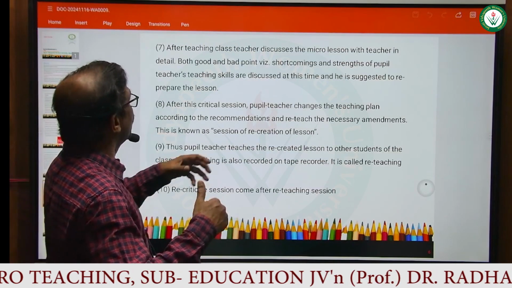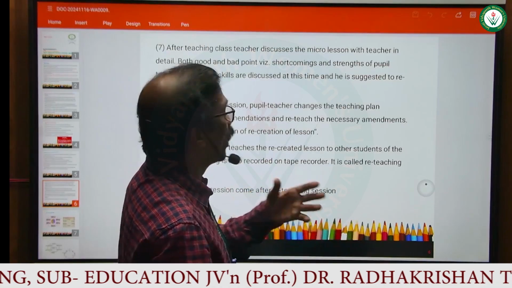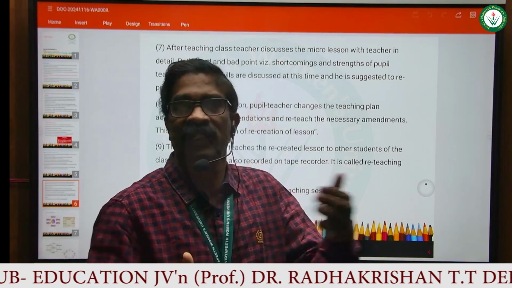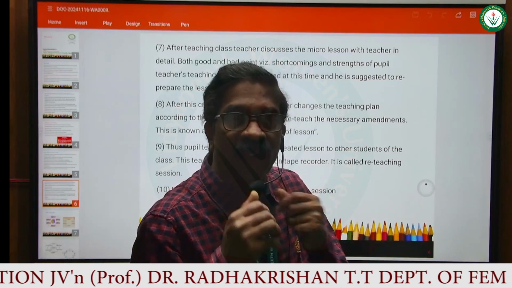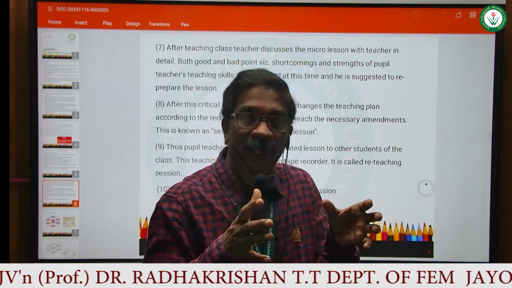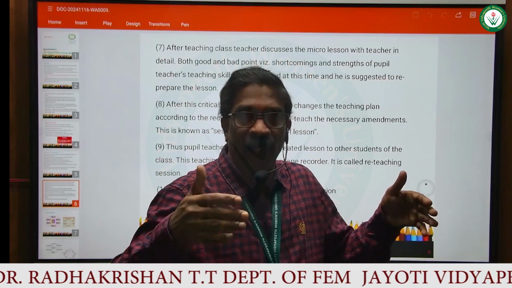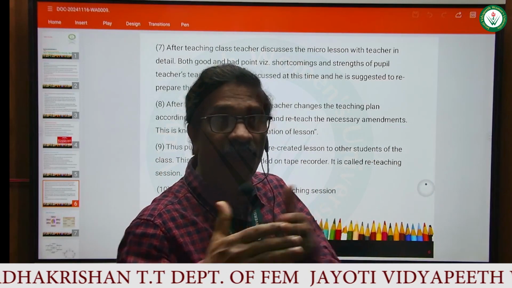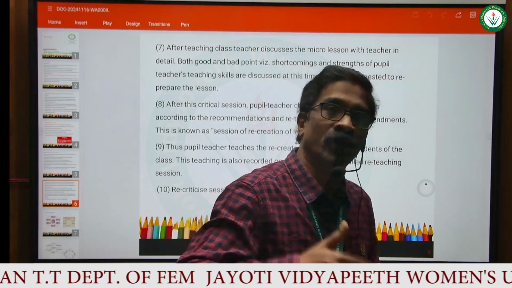So after teaching, the class teacher discusses the micro session with the teacher in detail, both good and bad points, what the shortcomings are in the micro teaching sessions. Everything should be analyzed at the end of the session. So the teacher is in a position to get a clear-cut picture of what limitations my friends are observing. Accordingly, the teacher is in a position to modify himself and do something better in future.